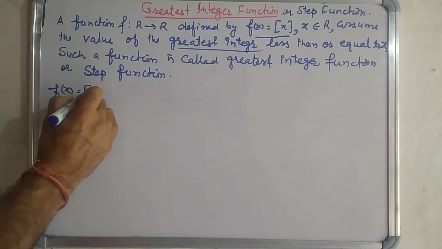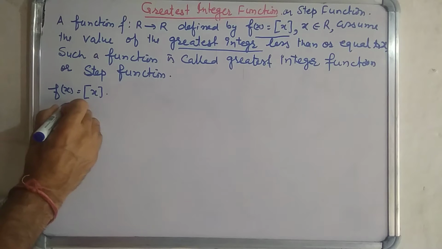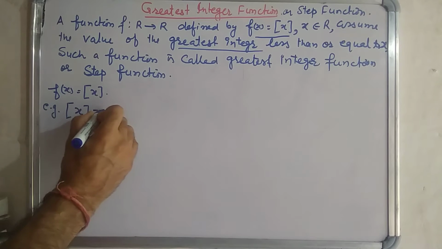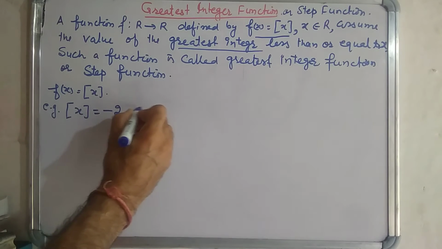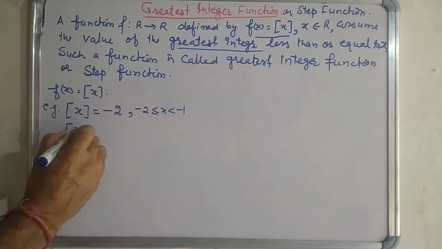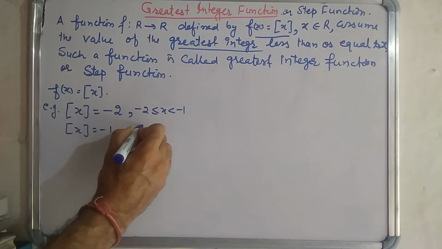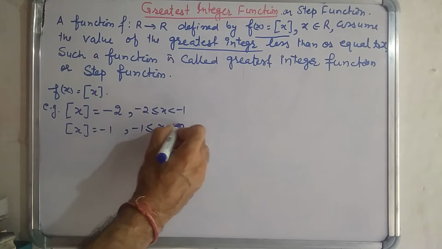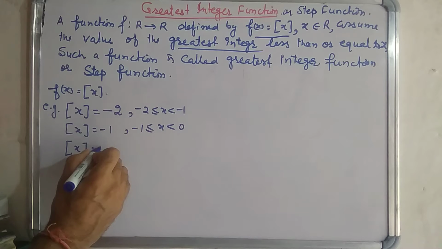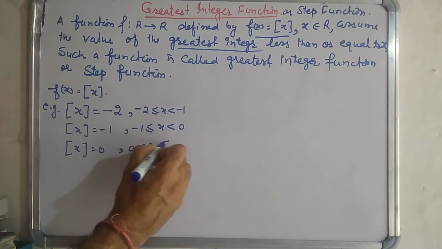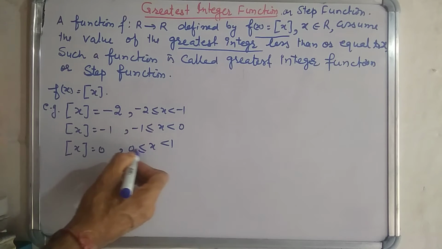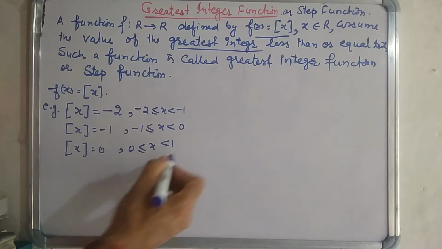f(x) is equal to this [x]. From the definition, for example, this is equal to minus 2 if minus 2 is less than or equal to x less than minus 1. The greatest integer function is minus 1 if minus 1 is less than or equal to x less than 0. This is equal to 0 if 0 is less than or equal to x less than 1. From 0 to 1 the value is 0.